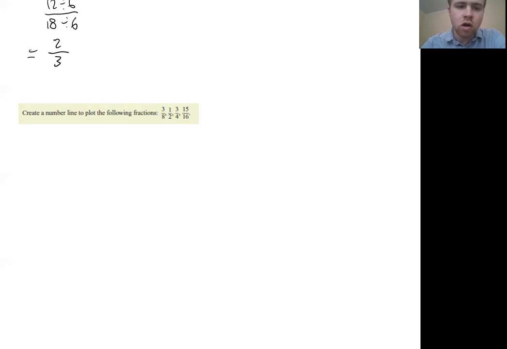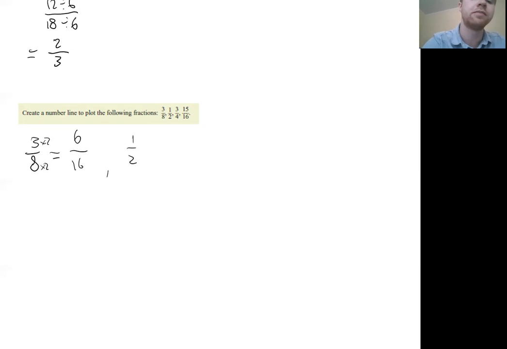And the answer is, well, 2 times 8 is going to be 16. 8 times 2 is going to be 16. 4 times 4 is going to be 16. So all of these numbers multiply into 16. So we're going to convert them all into sixteenths. So 3/8. If we want to make it into sixteenths, we're going to times the bottom by 2 to get to 16, and then we're going to times the top by the same amount. So we get 6/16 for 3/8.